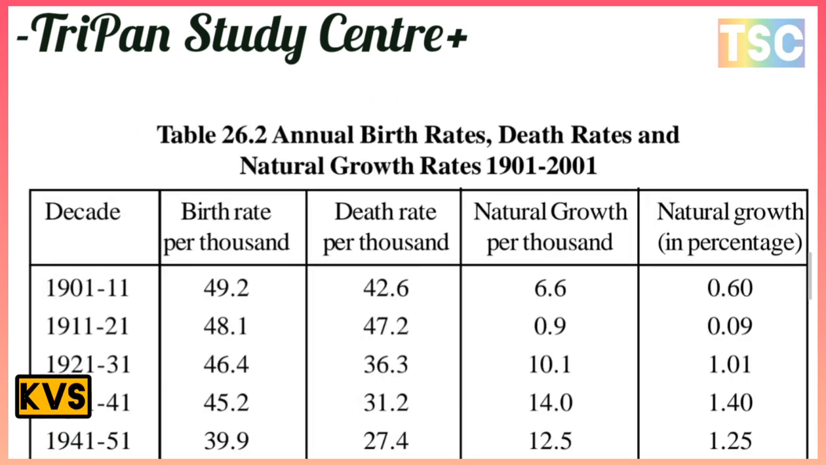Next is the table of annual birth rate, death rate and natural growth rate from 1901 to 2001. The columns show the time period, birth rate per thousand, death rate per thousand, natural growth per thousand and natural growth in percentage. Look at 1911-21: here the birth rate and death rate are equal. The natural growth rate per thousand is only 0.9 and natural growth in percentage is 0.09.